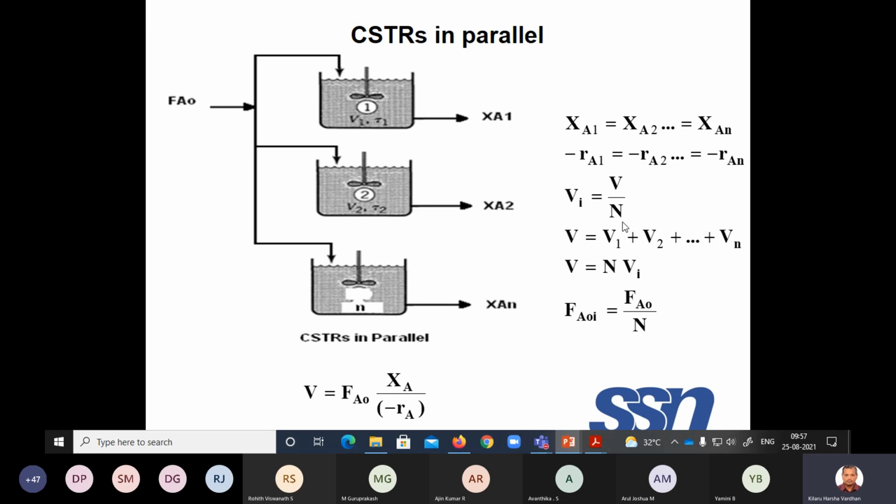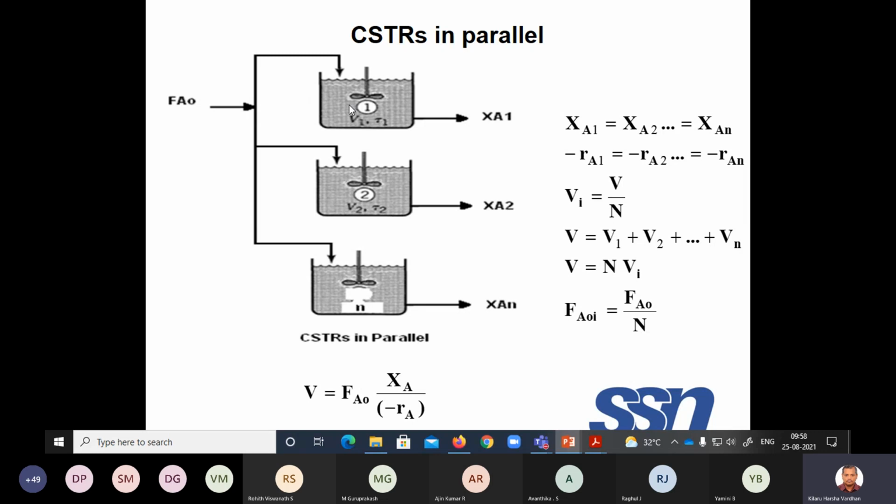Vi is V divided by N. What is Vi? Vi is the volume of each reactor, which is the entire volume divided by how many reactors there are. Generally, when you are connecting CSTRs in parallel, you have the same type of reactors with the same volume. So V is V1 plus V2 plus V3 till Vn. So capital V is nothing but the number of reactors times Vi, where Vi is the volume of a single reactor.